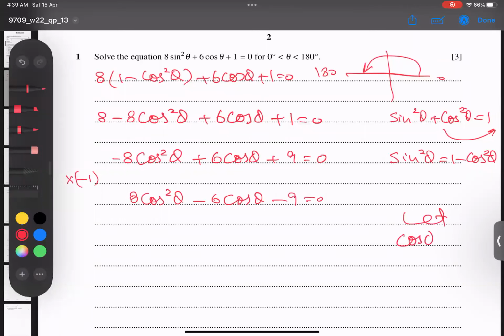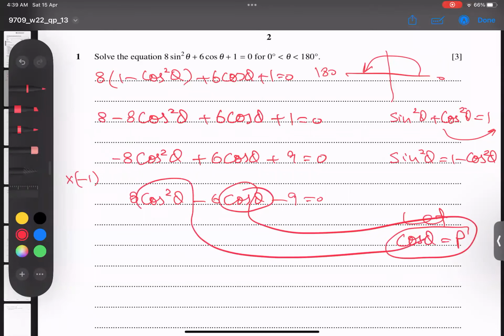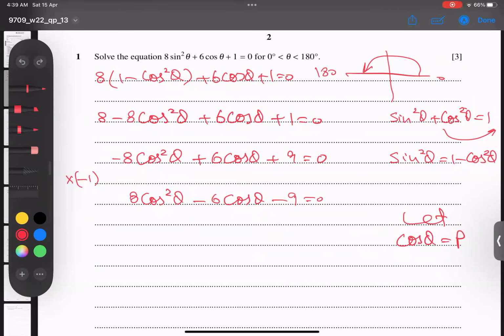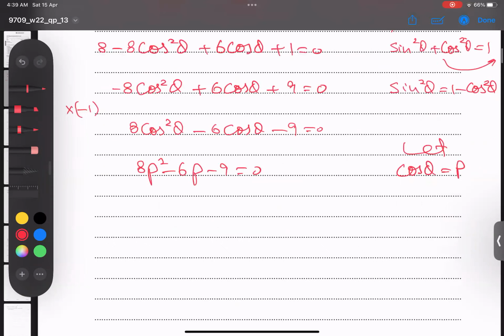Let cos theta equal P. So if cos theta is P, then this becomes P square, because there is power 2. So 8P square minus 6P minus 9 equals 0. Now 9 times 8 is 72, so 12 and 6, 12 times 6 is 72. You can apply the quadratic formula even. 4P common, I got 2P minus 3. And here 3 common, I got 2P minus 3.